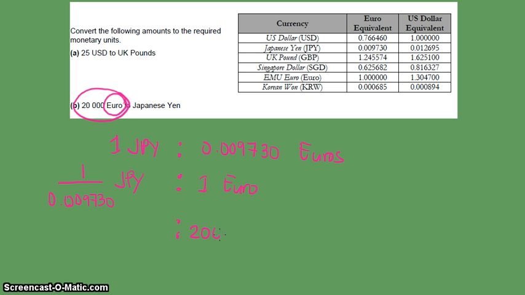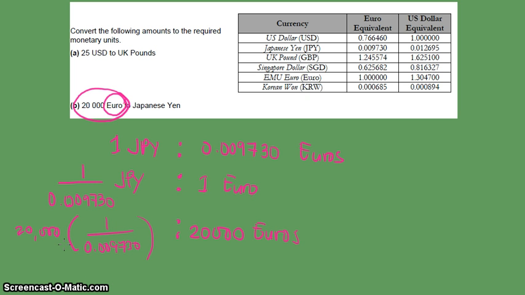Say if you want to find the conversion for 20,000 euros. That simply means multiplying this by 20,000. Thus, 20,000 euros is equivalent to 20,000 times 1 over 0.009730. Once you compute this, you will get the money conversion for 20,000 euros.